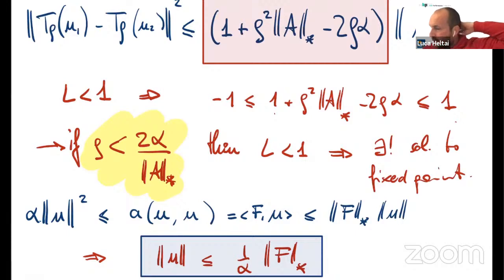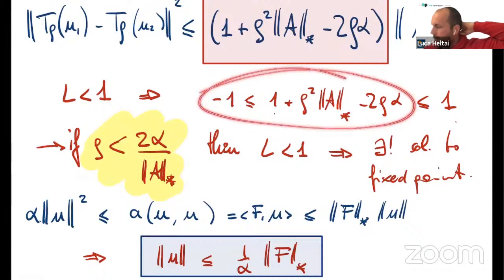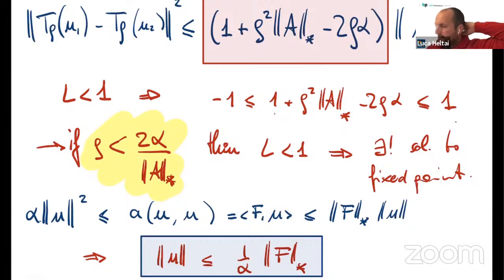There's another condition here on the left that I didn't write, of course. The condition on the left is the one that comes from this part. So I only wrote the part that comes from the right part.